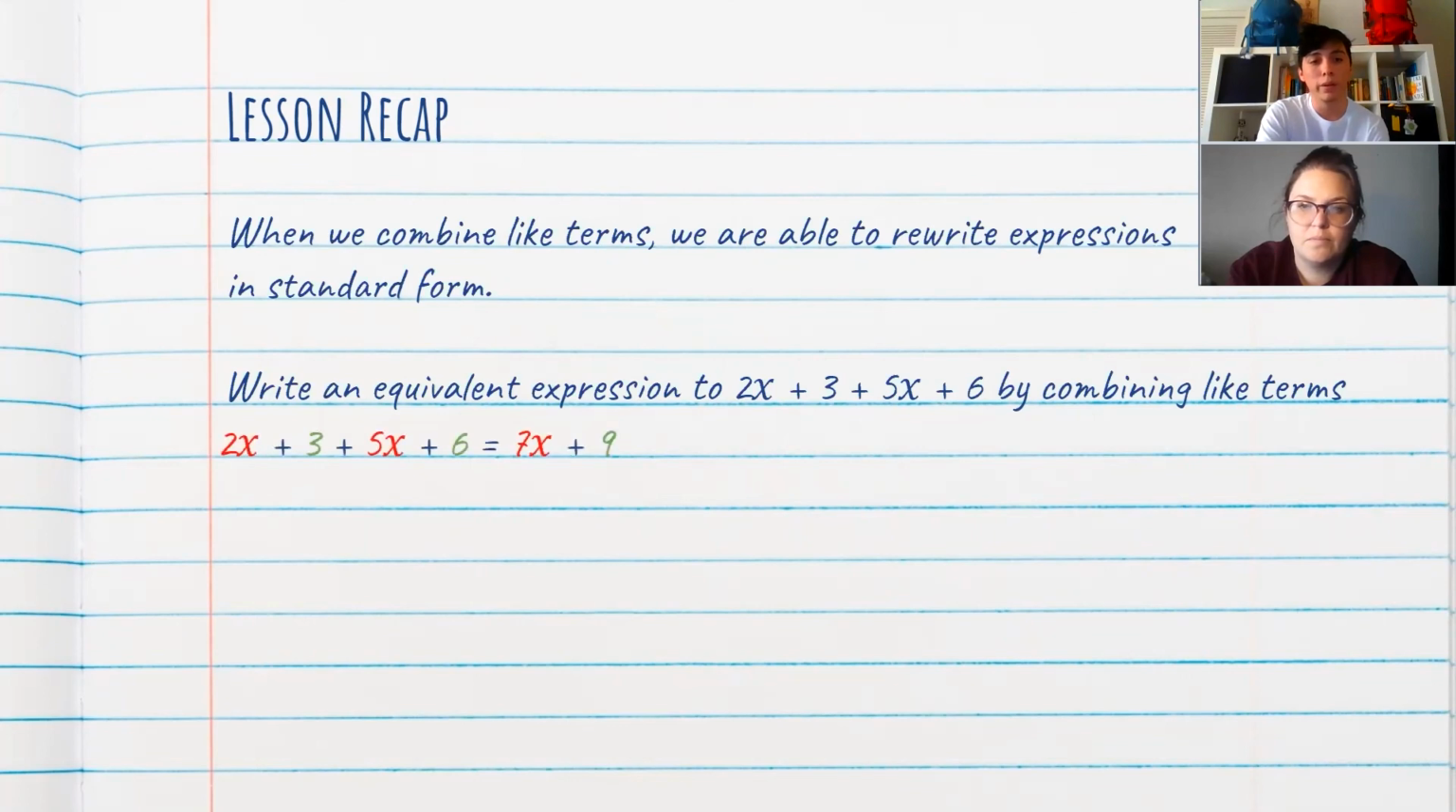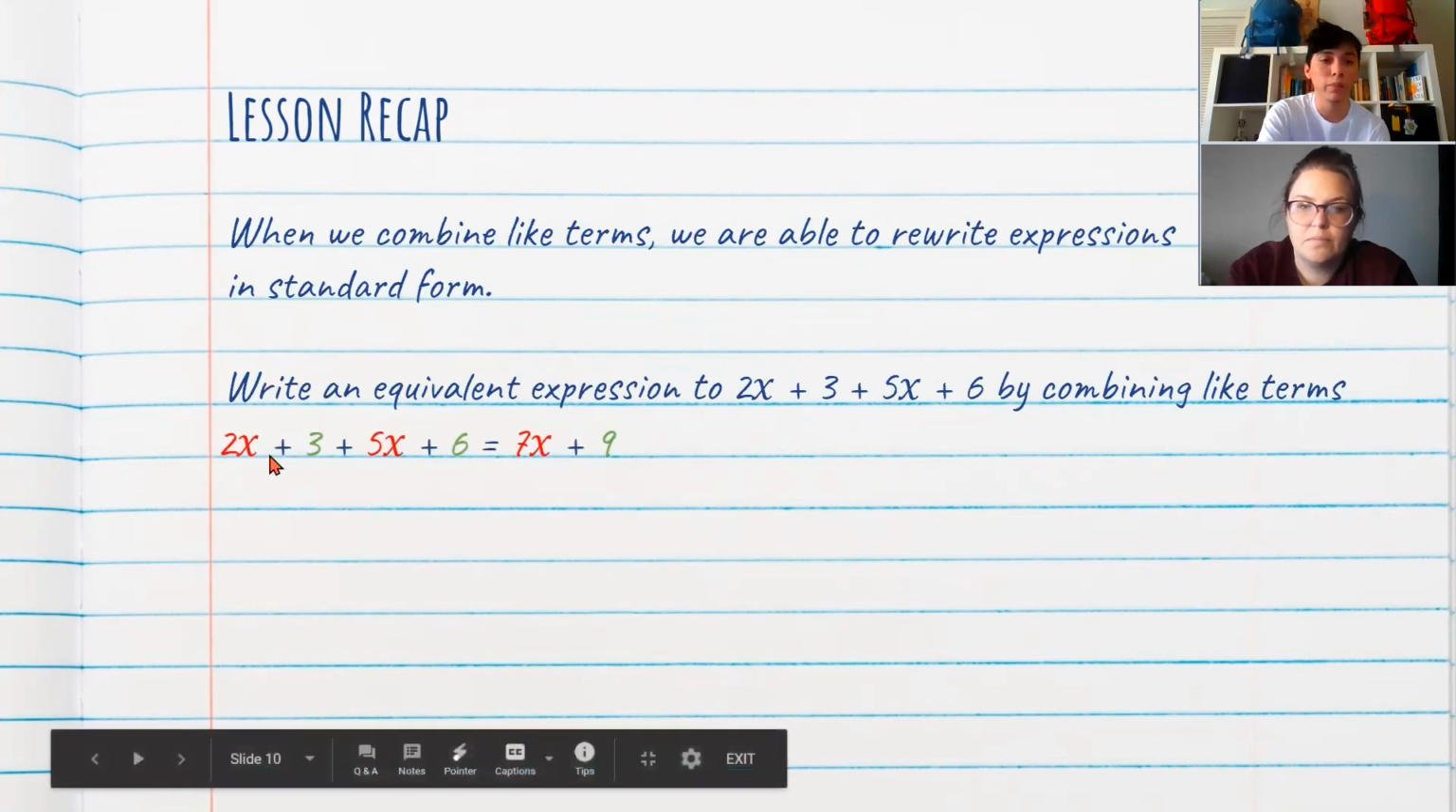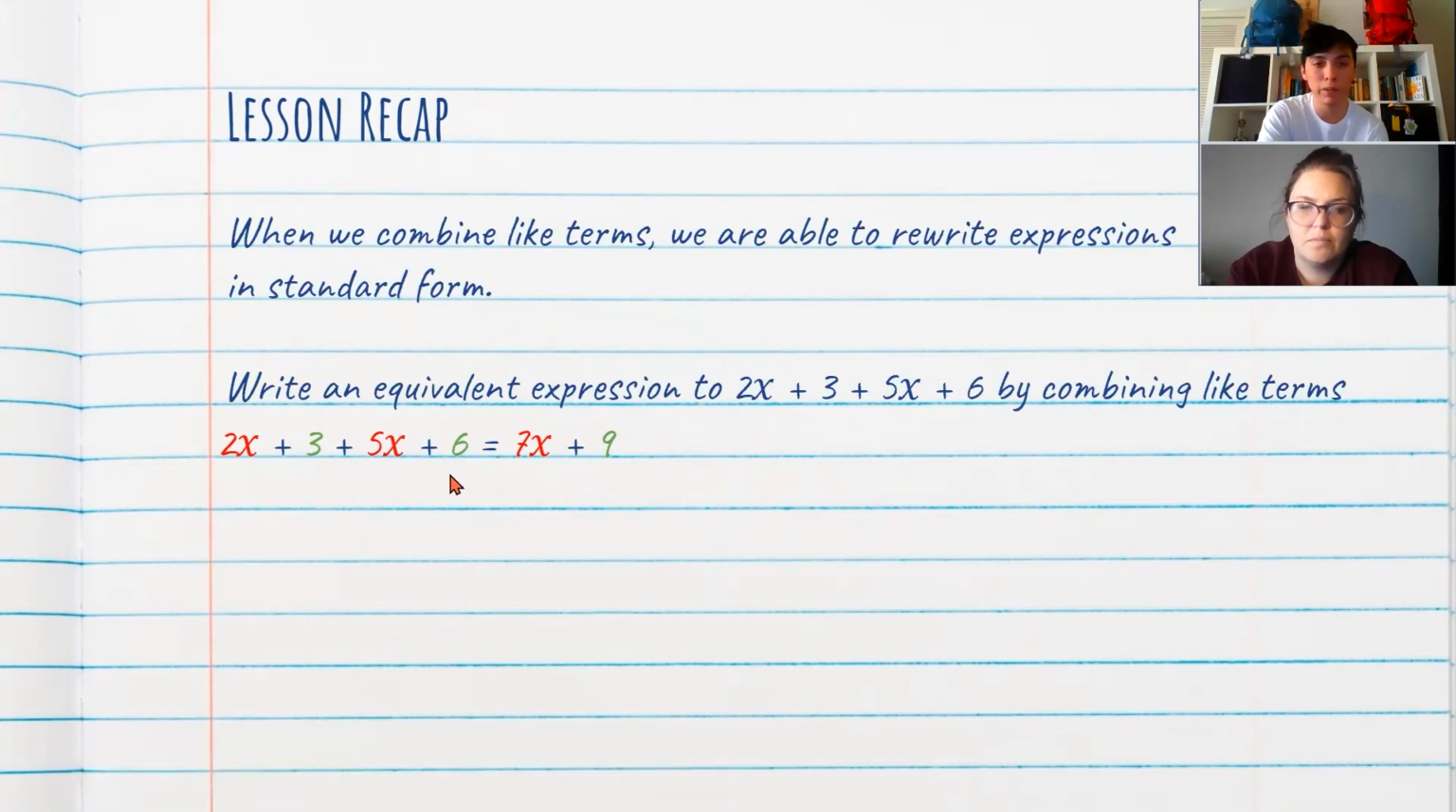Okay, you should have gotten, so 2x plus 5x, you combine those two to get 7x, and then you have 3 and 6. 3 plus 6 is 9. So 7x plus 9 is the same thing as 2x plus 3 plus 5x plus 6.